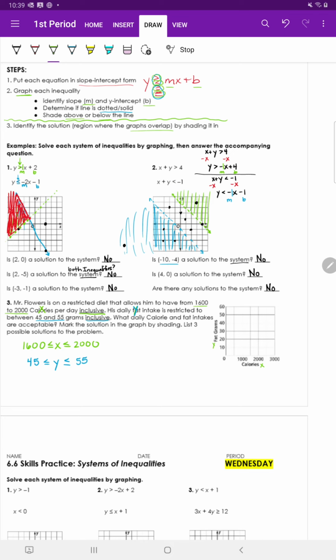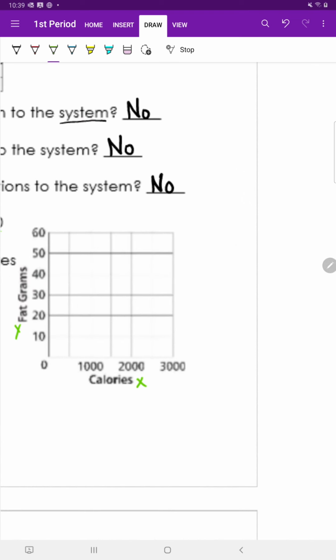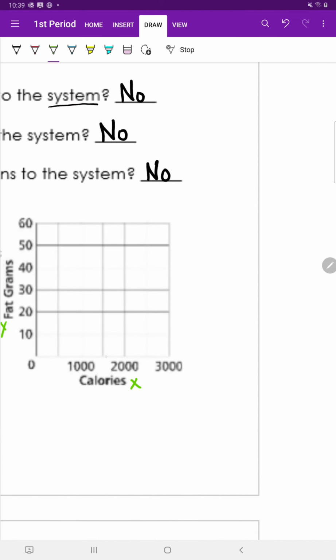This is going to be a little different than some of the examples we've done so far, but let's start with the X's. Our X values have to be in between 1,600 and 2,000. So let's go here. 1,600 would be right about here, and 2,000 is right here. And so we're going to draw a line. It goes straight up and down, here, and here.